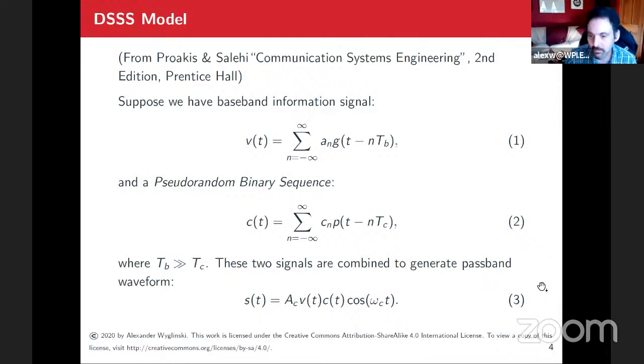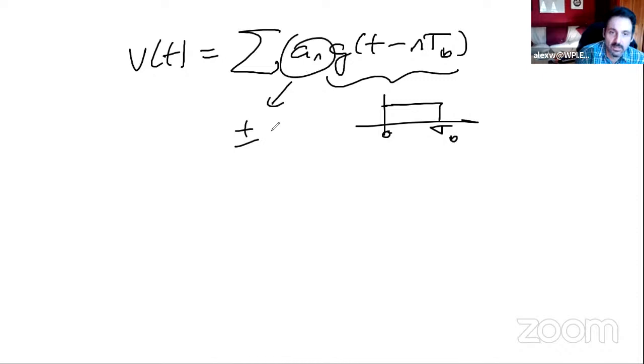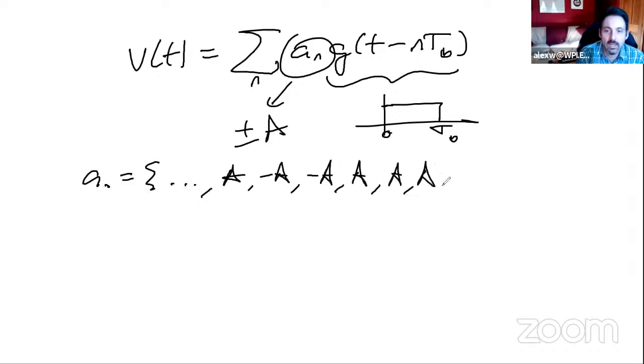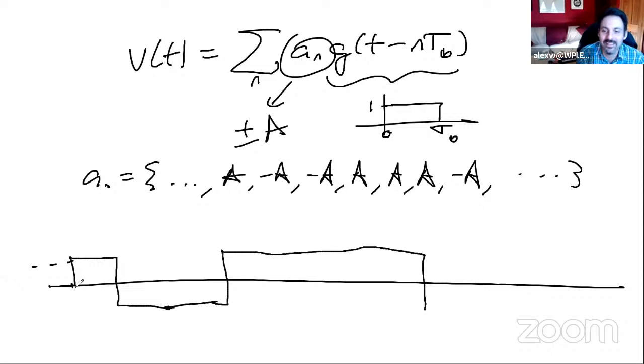I'm hand waving, so let's just do this. So my V of T, and this is AN. Let's say this is a rectangular pulse of duration 0 to TB. A dictates plus or minus A, correct? Here's N, which goes from minus infinity to infinity. What this means is, let's say AN is some sequence A, minus A, minus A, minus A, and you have this base waveform. What you get at the end of the day looks like this: A, minus A, minus A, minus A, and so on.